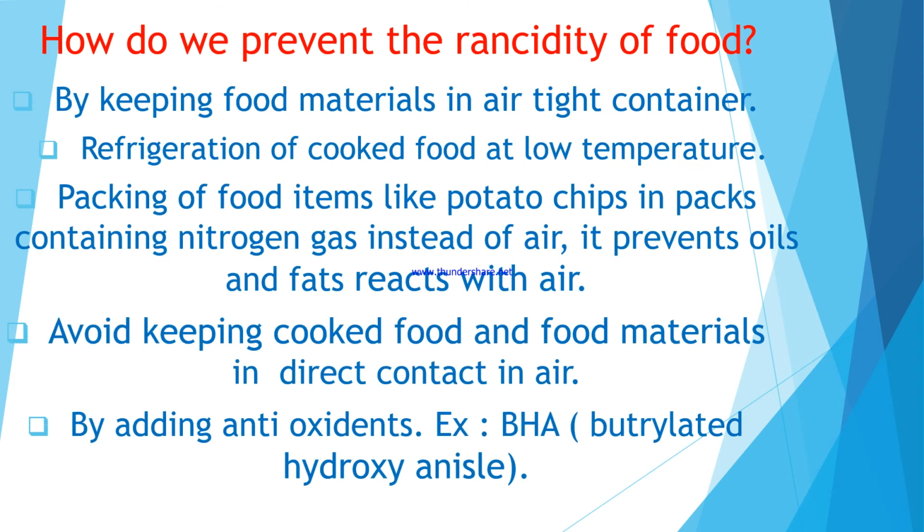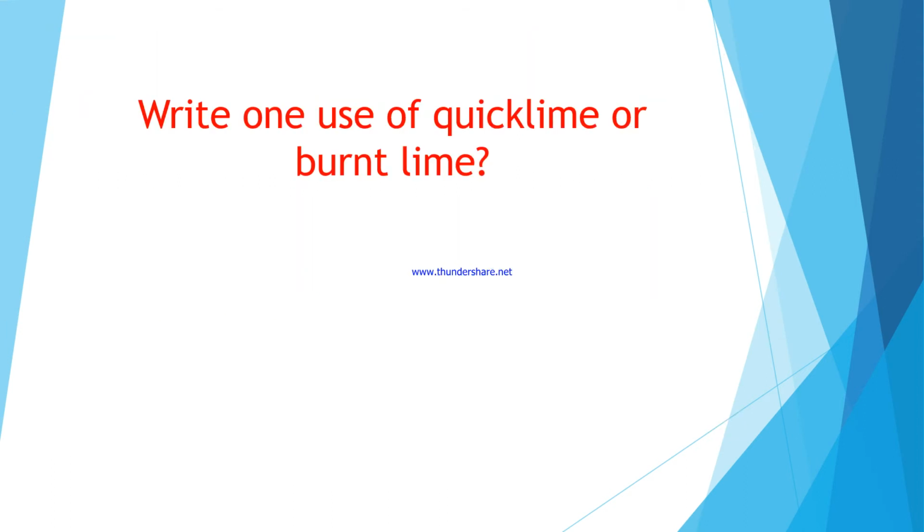How can we prevent rancidity? By keeping food materials in airtight containers, by refrigerating cooked food items, and some packed foods like potato chips should be packed in the presence of nitrogen gas, by keeping cooked food always covered, not in direct contact with air, and by adding antioxidants like BHA, etc. Like this we can prevent rancidity.